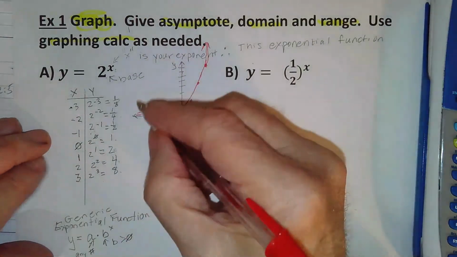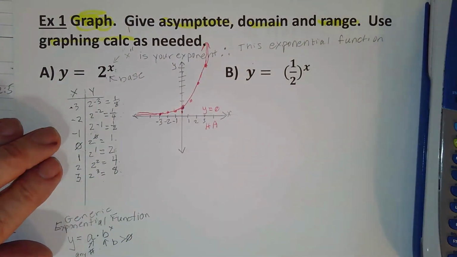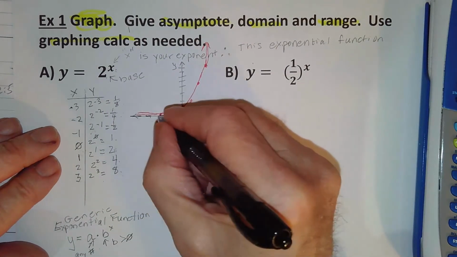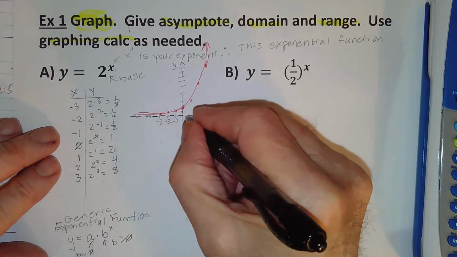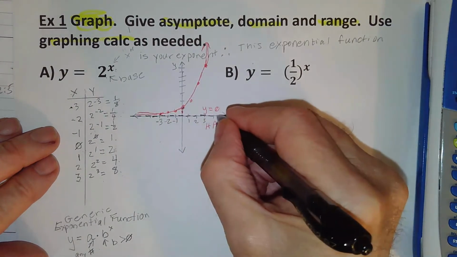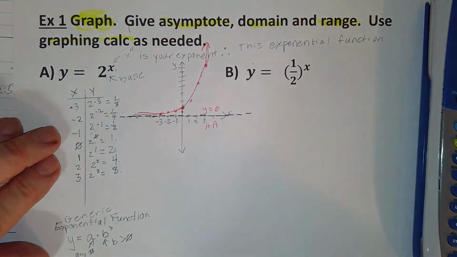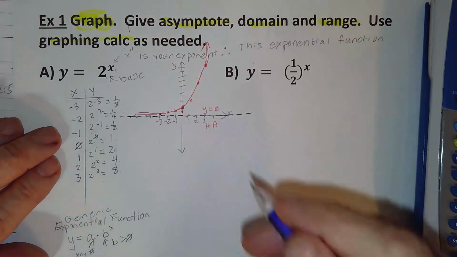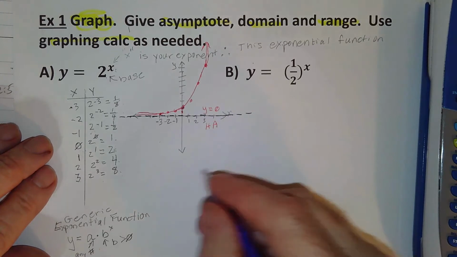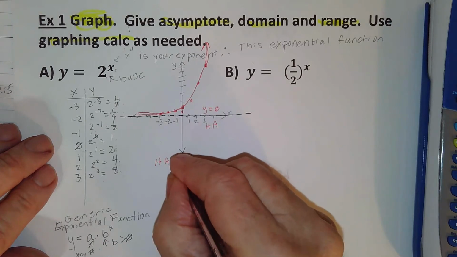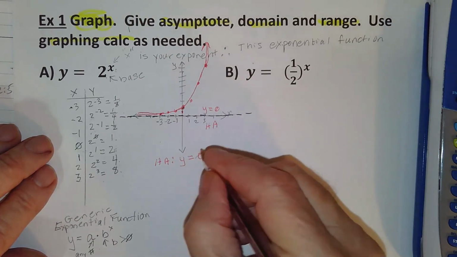And so imagine, I don't have a different color, unfortunately. Let's just use the blank pen. So if I were to just put a dashed line through my x-axis, that's where y is 0. That's my horizontal asymptote, okay? And so we can write down here that the horizontal asymptote, again, is y equals 0.